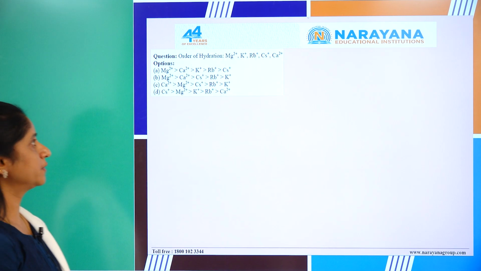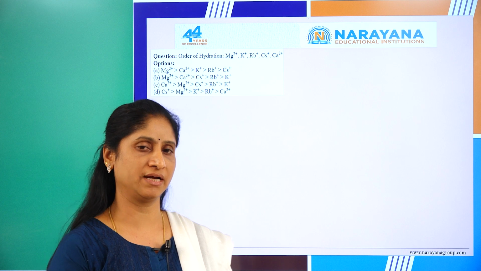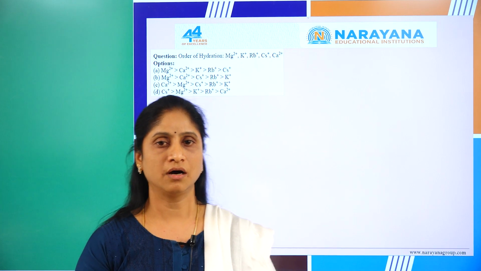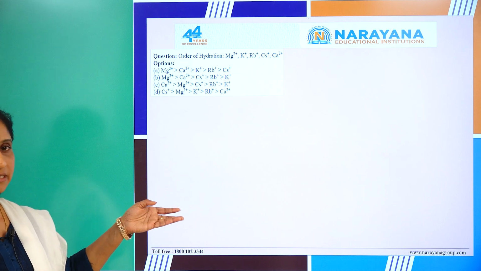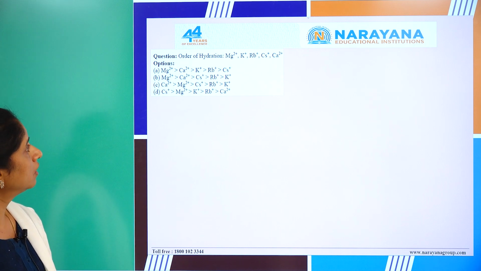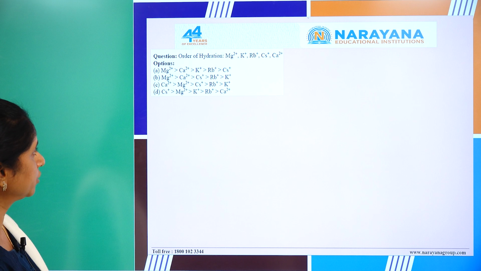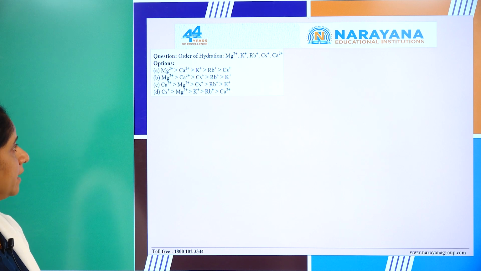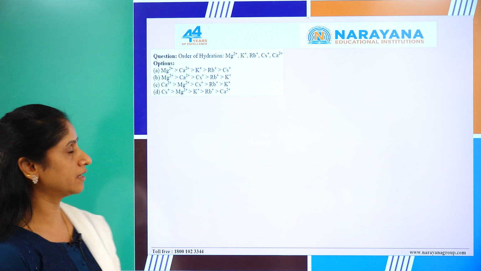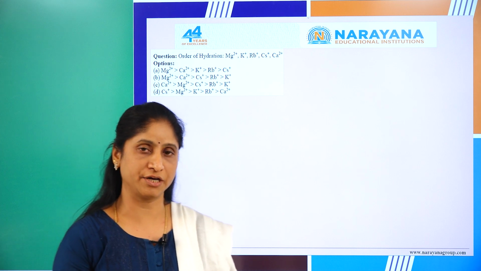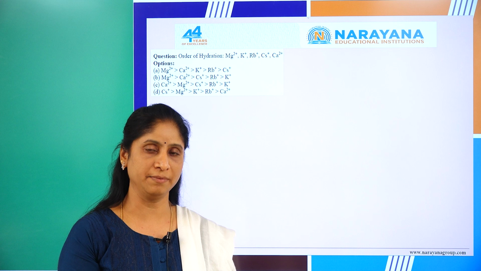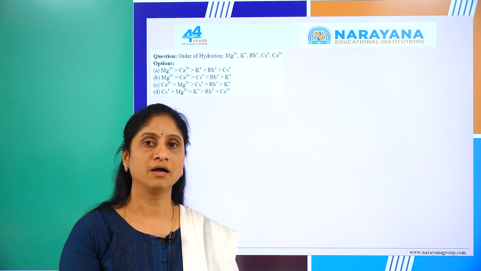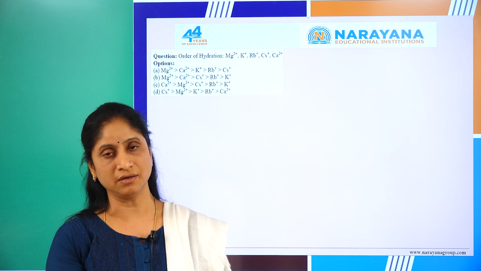So this is a very simple, general question you can consider under the concept of the general periodic table. They have given alkaline earth metal ions Mg2+ and Ca2+, and alkali metal ions potassium ion, rubidium ion, cesium ion, and asked about the order of hydration. So hydration enthalpy is directly proportional to 1 by the size of the ion.